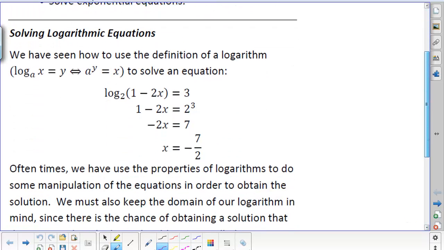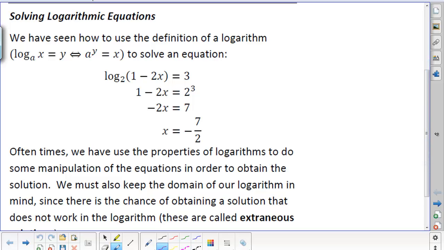It starts out saying we've seen how you can use the definition of a logarithm to solve an equation. So that's what this right here is, showing that we can rewrite a logarithm as an exponent, and then from there just work it through and solve it for an equation.